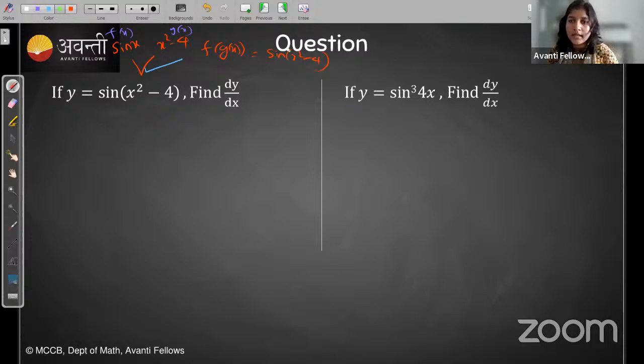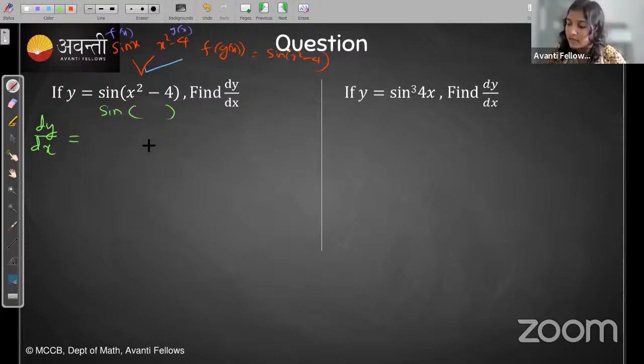Text the answers in the chat box. Okay, so what we will do, we want to find dy by dx. Now, we have sine of x squared minus 4. It's nothing but some function, sine, with some function inside the bracket, right? What's the differentiation of sine x? I'm getting answers in the chat box. Very good.